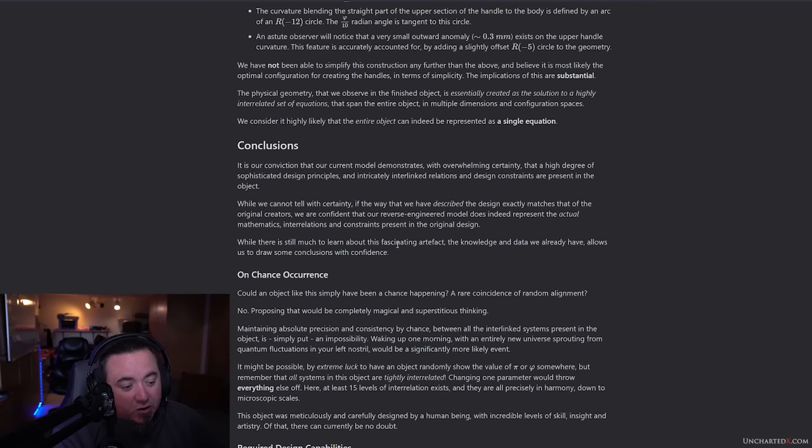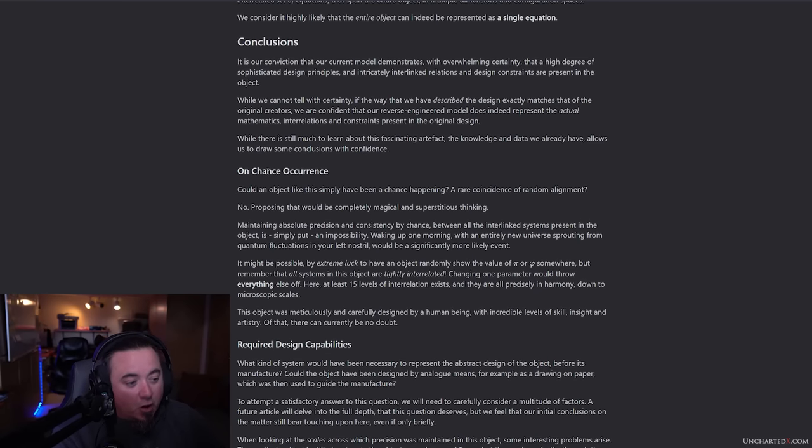While there's still much to learn about this fascinating artifact, the knowledge and data we already have allows us to draw some conclusions with confidence. On chance occurrence. Could an object like this simply have been a chance happening? A rare coincidence of random alignment? No. Proposing that would be completely magical and superstitious thinking. Yeah, right. You could just do this by hand by accident. Now, remember that one millimeter diameter circle as well, by the way.